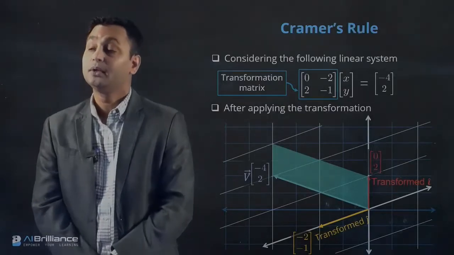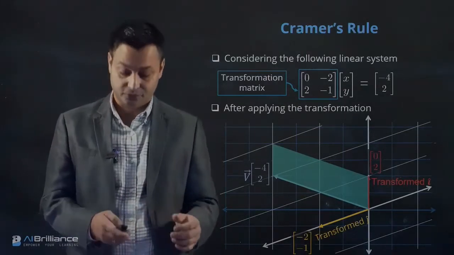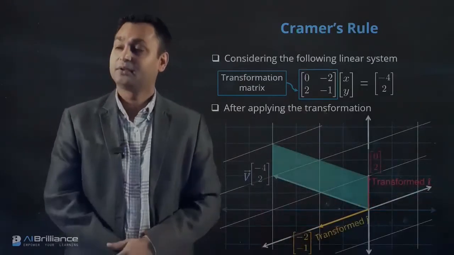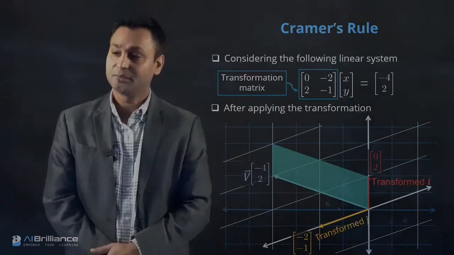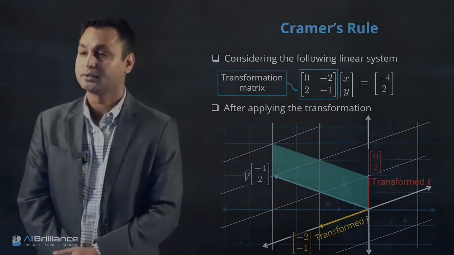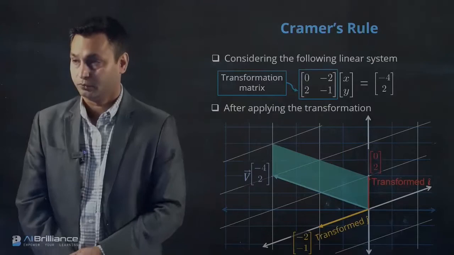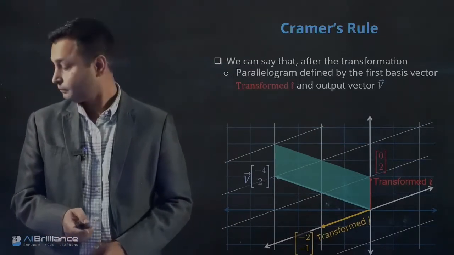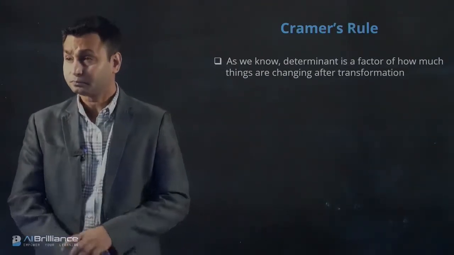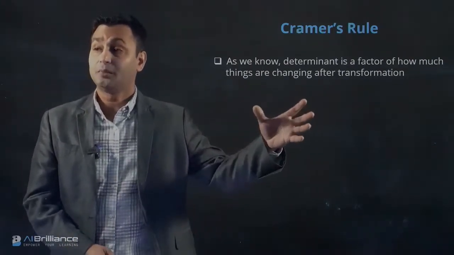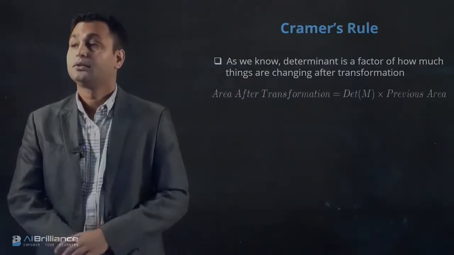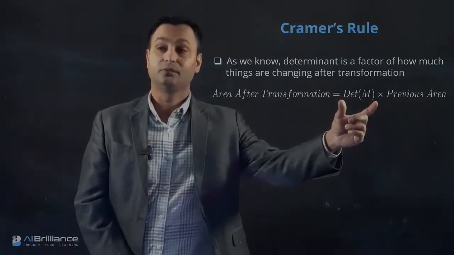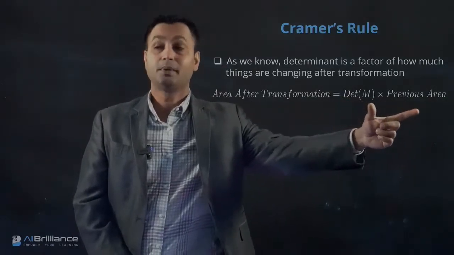So what we can do is use the area before the transformation, which is this, and the area after the transformation, which is essentially captured by the determinant of these two different matrices, and use that to find out the unknown vector. So let's see how we can do that. After we apply the transformation, we know the determinant is the factor of how much things are changing. So area after transformation is going to be equal to the determinant of M, the transformation matrix, multiplied by the previous area.